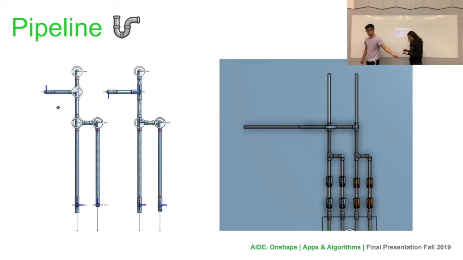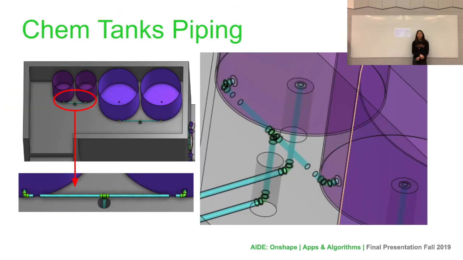Okay, so for the piping, I've been working on the Chem Tank piping. As you can see, there are a lot of Chem Tanks and there needs to be a lot of piping through, if you can see through the translucent view of it. There are pipes that need to be created to connect the two together and to go through the Chem Tanks.